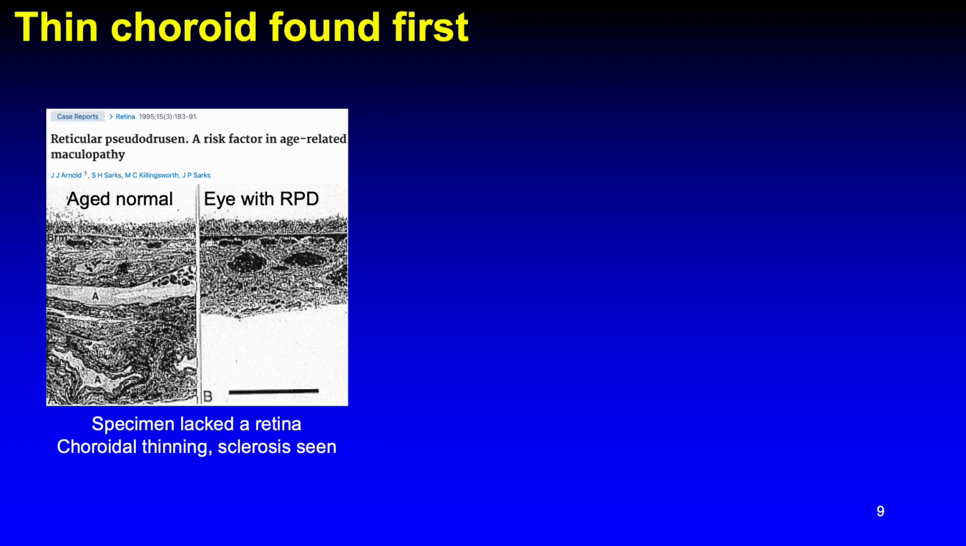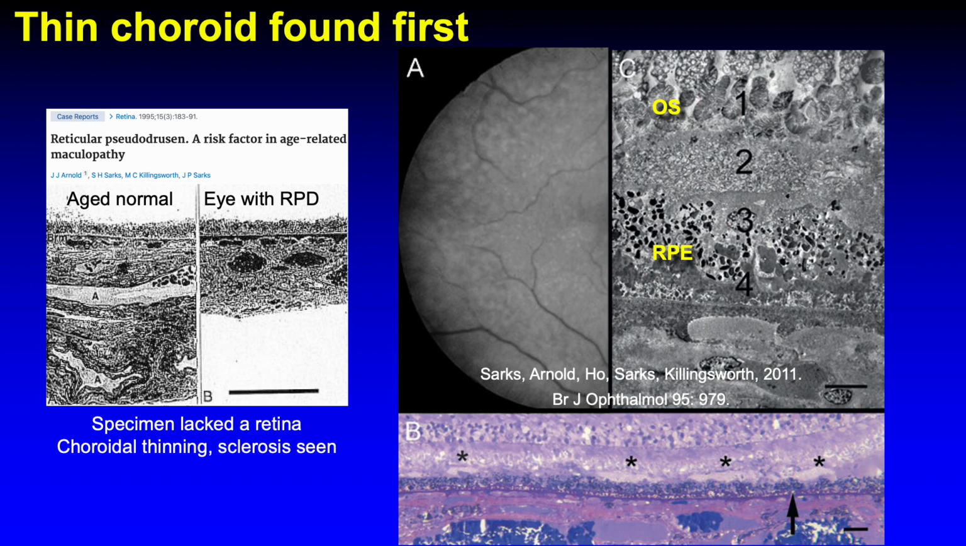The first case of reticular pseudodrusen to come to histology was missing a retina. The most notable thing about the specimen was the thin and fibrotic choroid, which turned out to have a clinical equivalent much later. Direct clinical pathologic correlation of an eye with a reticular pseudodrusen and a retina in place, also by the Sarks, definitively placed these in the subretinal space.